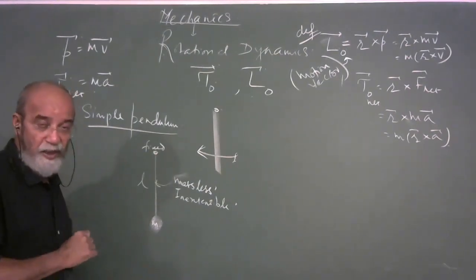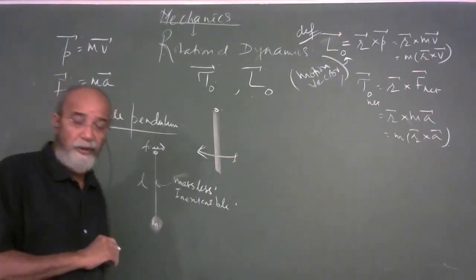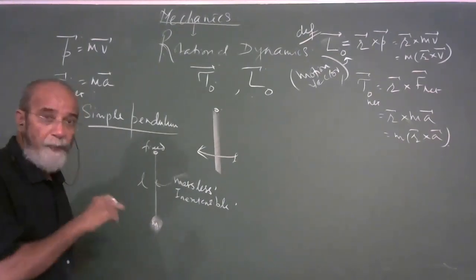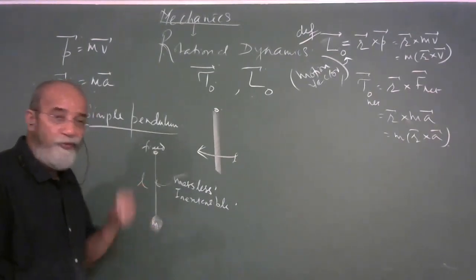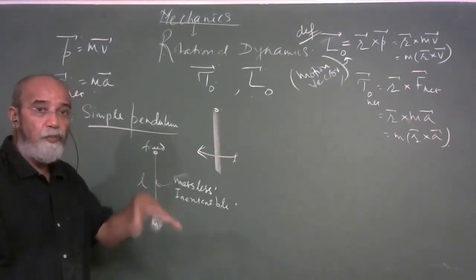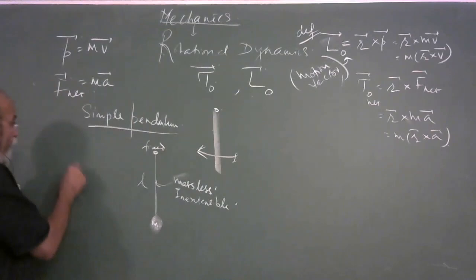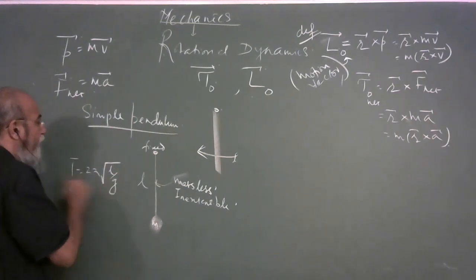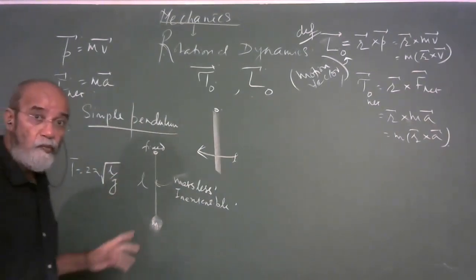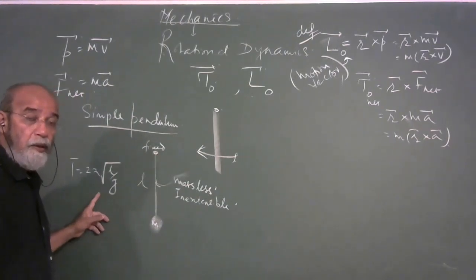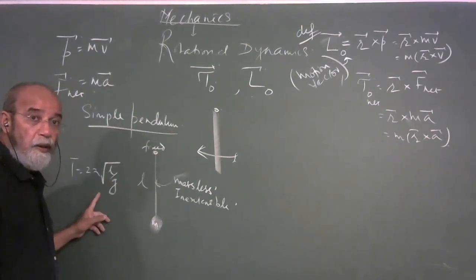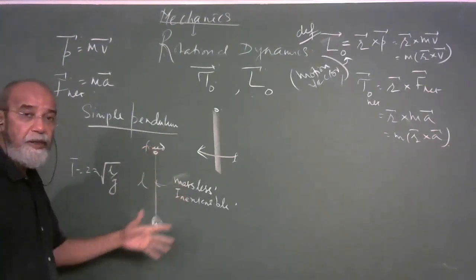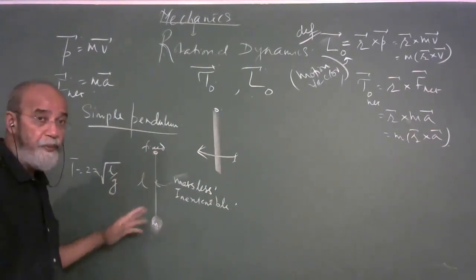Please don't forget this. And when you wrote the time period of a simple pendulum, with the formula given by your teacher, T equals 2 pi root of L by g, I think your teacher gave you some formula like this. Where g was the gravitational acceleration in that area where you have set up your simple pendulum.